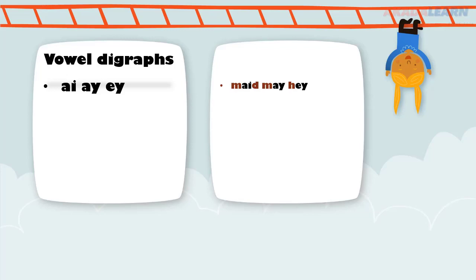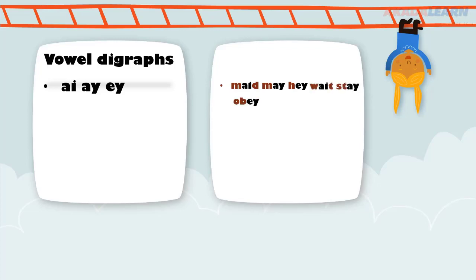And we have M-A-Y. How do you pronounce that? May, like the month of May. H-E-Y. Now H makes the H sound. So what does H-E-Y spell? Hey. Alright, let's look at other examples.